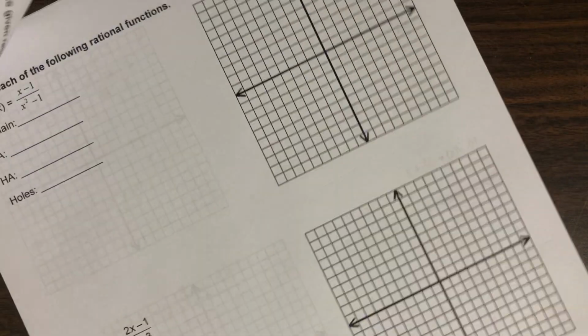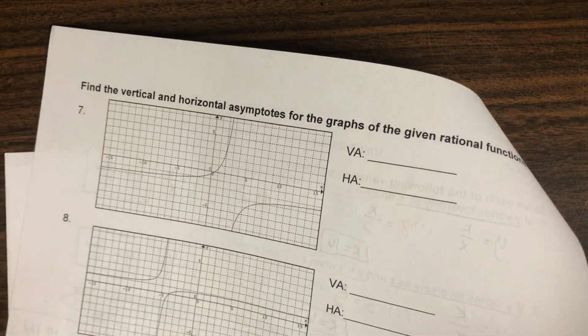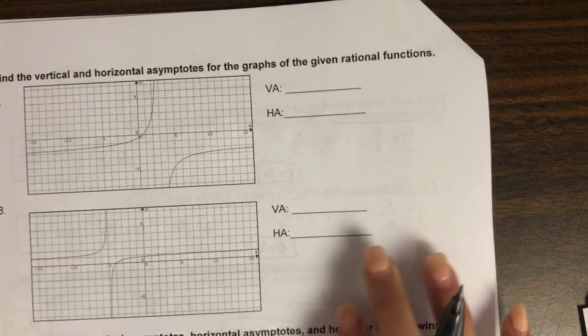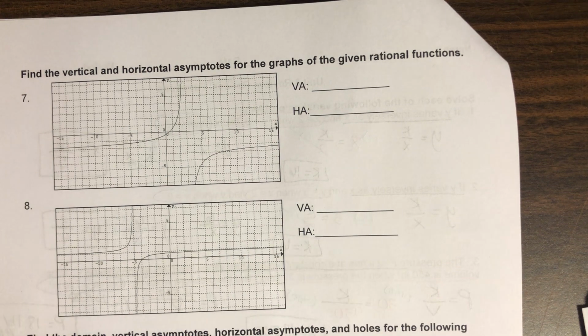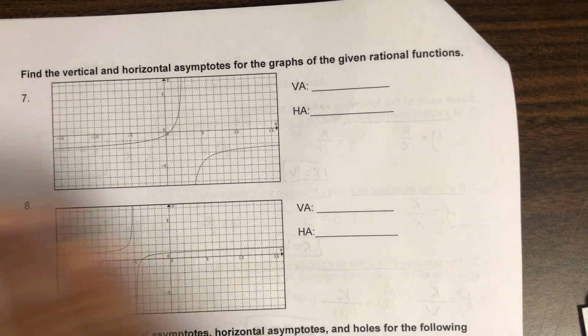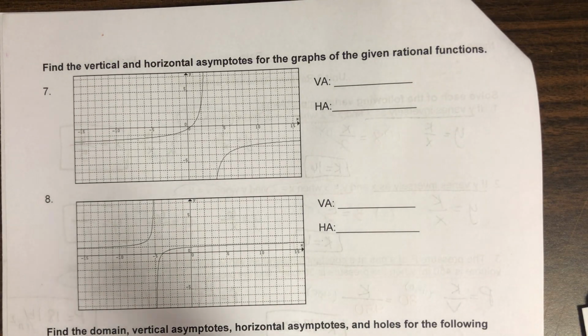Okay, let's move on. This video is going to be pretty lengthy. Find the vertical and horizontal asymptotes for the graphs of the given rational functions. So we don't have to actually plug in anything or try to figure out what all this is. What I want you to do is just highlight what my vertical and horizontal asymptotes are.